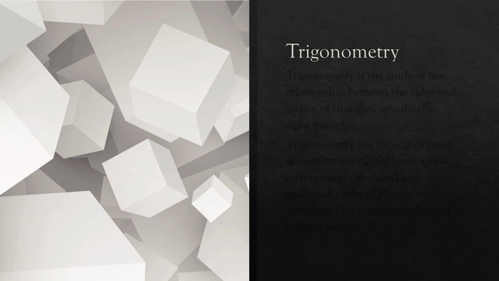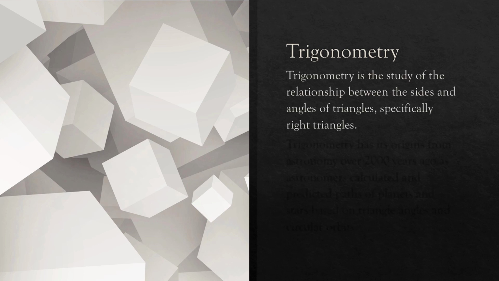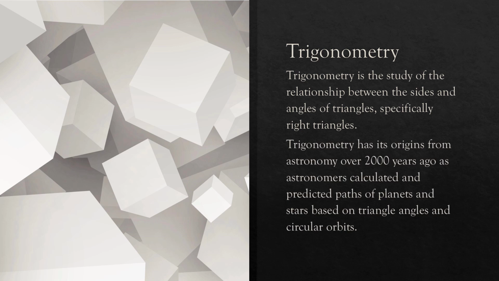Today we will be talking about trigonometry. Trigonometry is the study of the relationship between the sides and the angles of triangles, specifically right triangles. Trigonometry has its origins from astronomy over 2,000 years ago, as astronomers calculated and predicted paths of planets and stars based on triangle angles and circular orbits.